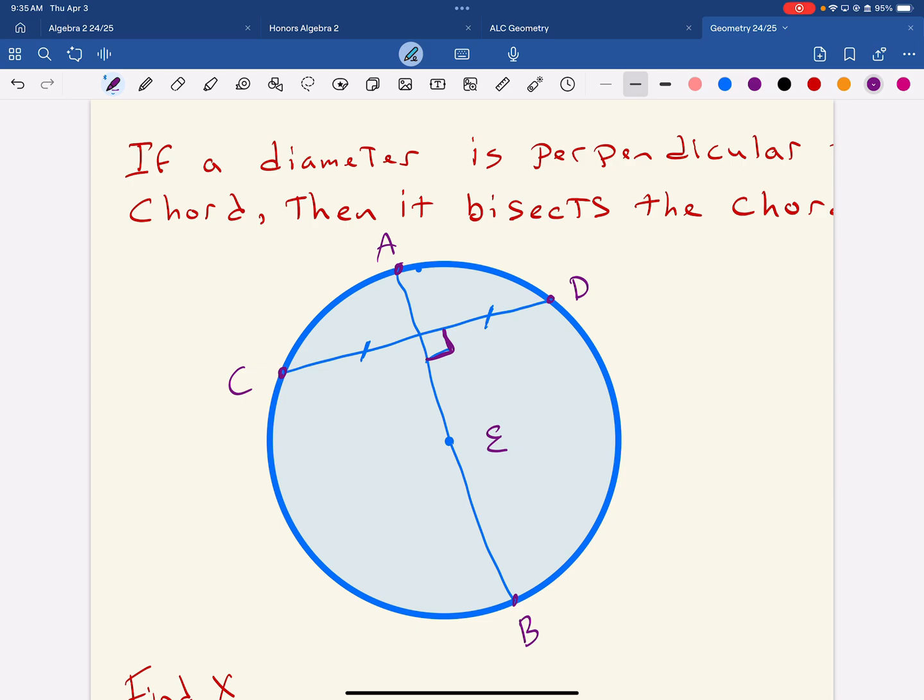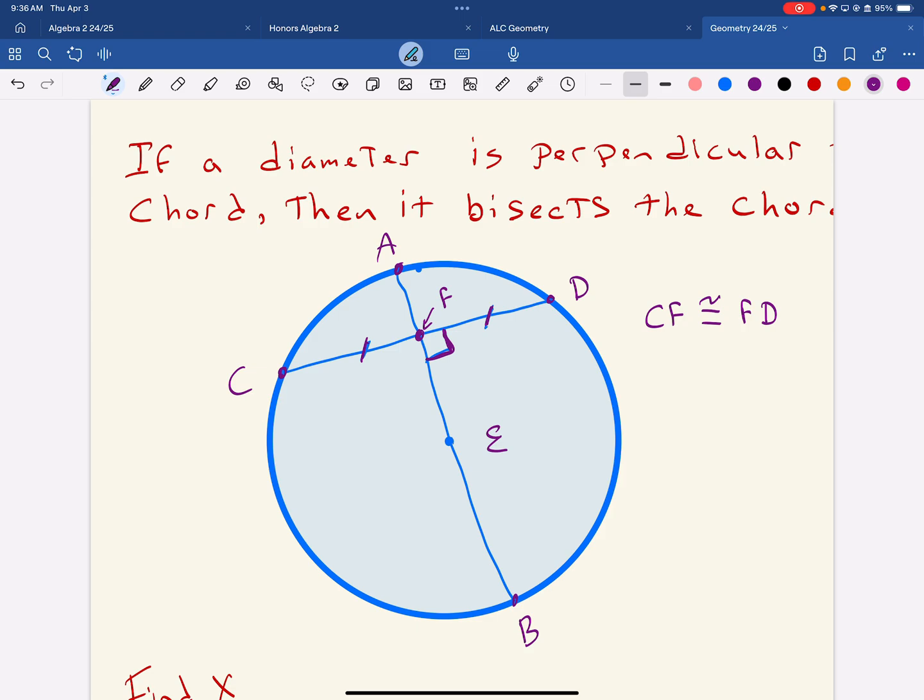Bisect essentially means it breaks it into two congruent parts. So I'm going to put a label on that one as well. We'll call that point of intersection F. So what this says essentially is that the distance from C to F is congruent to the distance from F to D. Those two segments are equal to each other. Their measures are equal, they're congruent to each other.